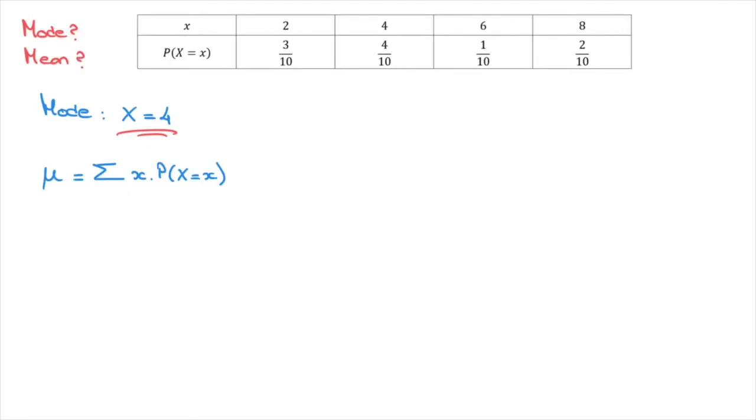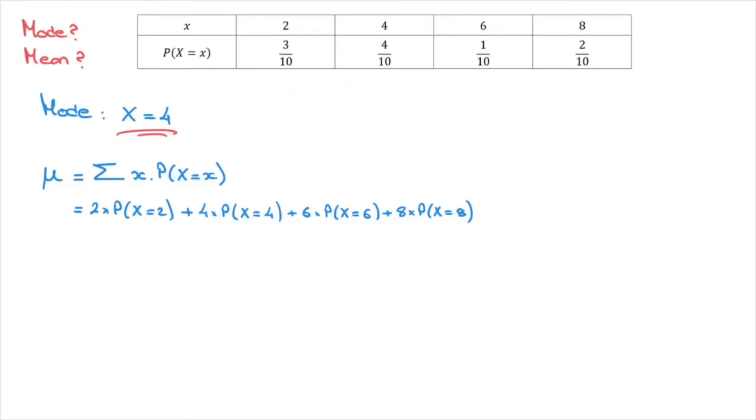So this sum would turn into the following. It would equal 2 times the probability that capital X equals 2, plus 4 times the probability that capital X equals 4, plus 6 times the probability that capital X equals 6, and finally plus 8 times the probability that capital X equals 8. And here's one of the advantages of always writing the distribution inside a table. We have everything we need for these products right in front of us in this table.